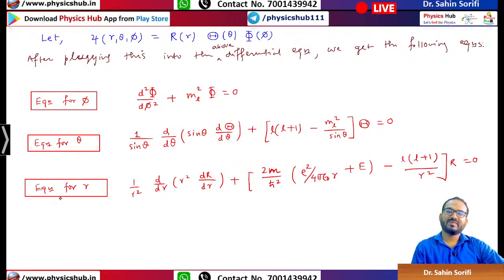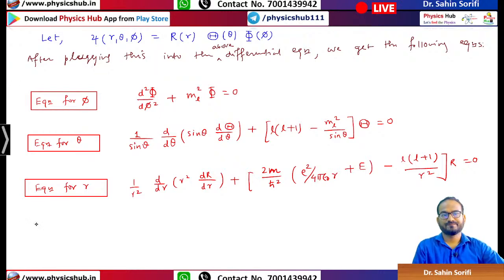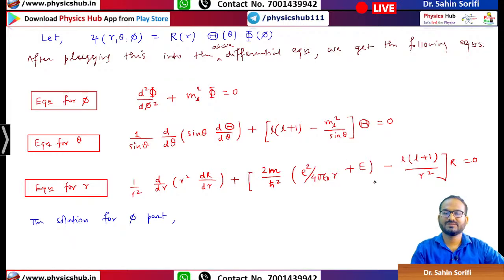Now these three parts will have three different solutions. Firstly, the solution for the phi part. Look, what is our job? Our job is to find the solution for all three variables: phi, theta, and r. Then we can put them back to get the complete solution psi of r, theta, phi. So you understood the scheme? This is the scheme we are looking for.